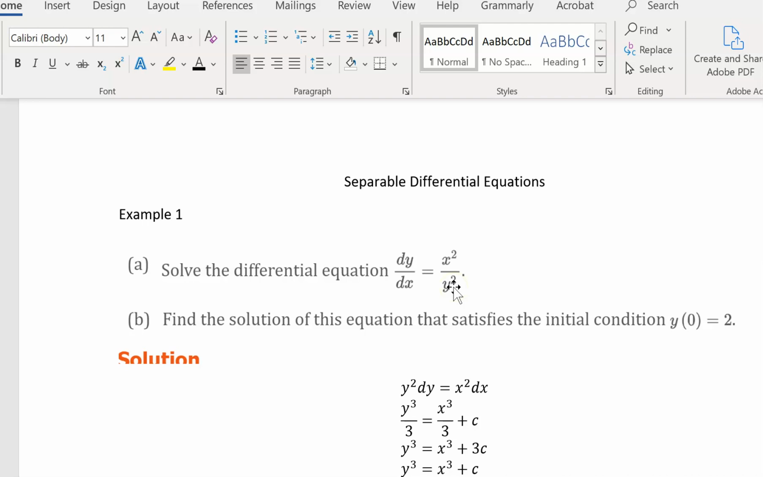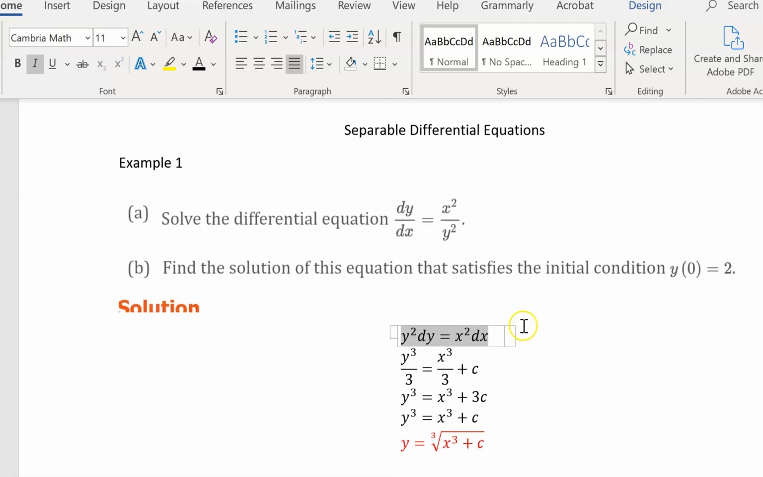Why we call this separable is that you can actually separate the y and the x's very easily. So for example, if you cross multiply, then on the left side you get y squared times dy, and then on the right side we have x squared times dx. So the y and the x can be separated very easily, so that's why we call them separable differential equations.